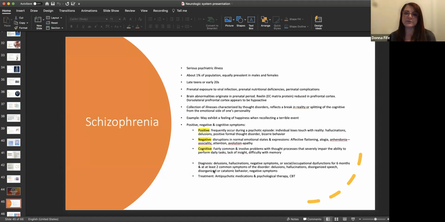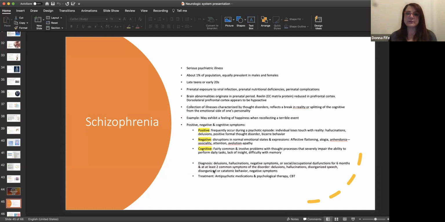Brain abnormalities originate in the prenatal period. There's reelin, which is the extracellular matrix protein that's reduced in the prefrontal cortex. And the dorsolateral prefrontal cortex appears to be hypoactive.